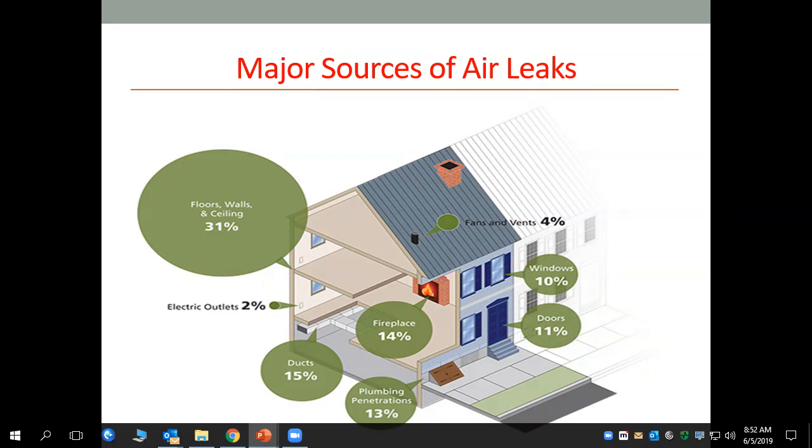Fireplaces are 14%. That and obviously the sealing of it, the dampers don't close well. So technically it's just a big hole. Then ducts are 15%. Your plumbing penetrations, and the plumbing gets blamed for this, 13%, but that includes all penetrations.